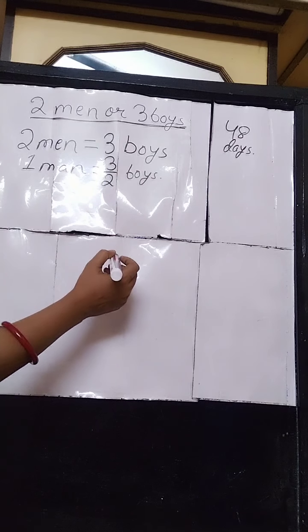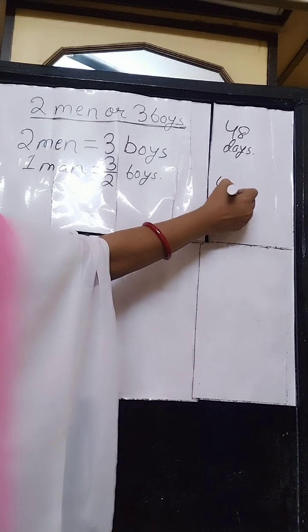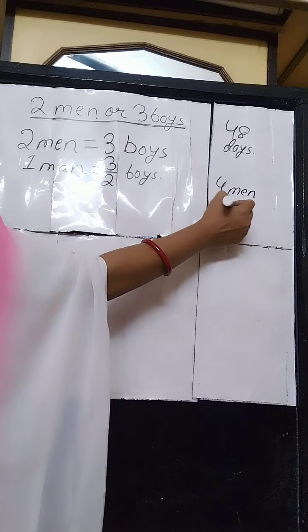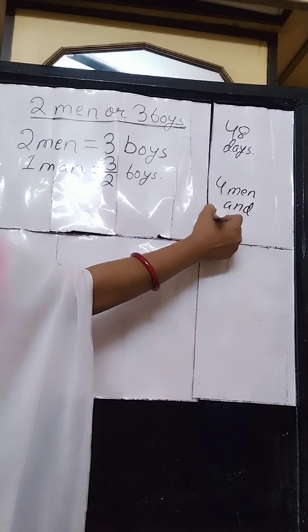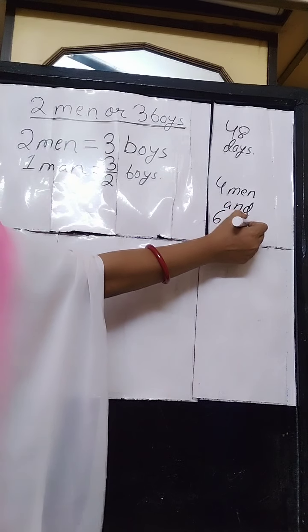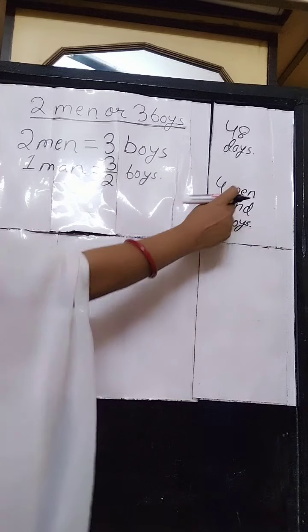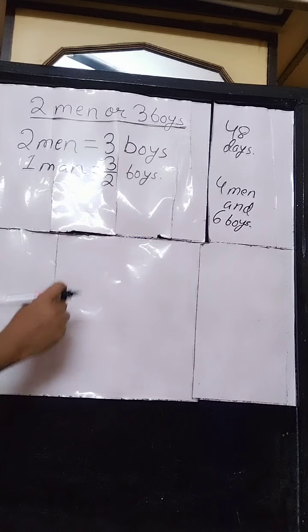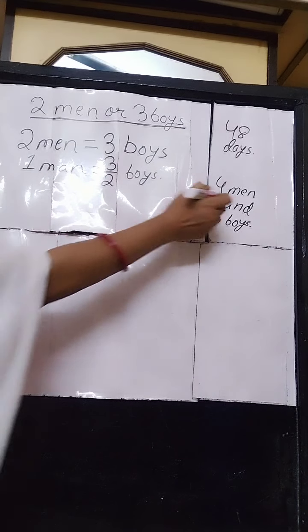But here it is given that you have to find out 4 men and 6 boys. In how many days can 4 men and 6 boys complete the work? That means requirement is 4 men.